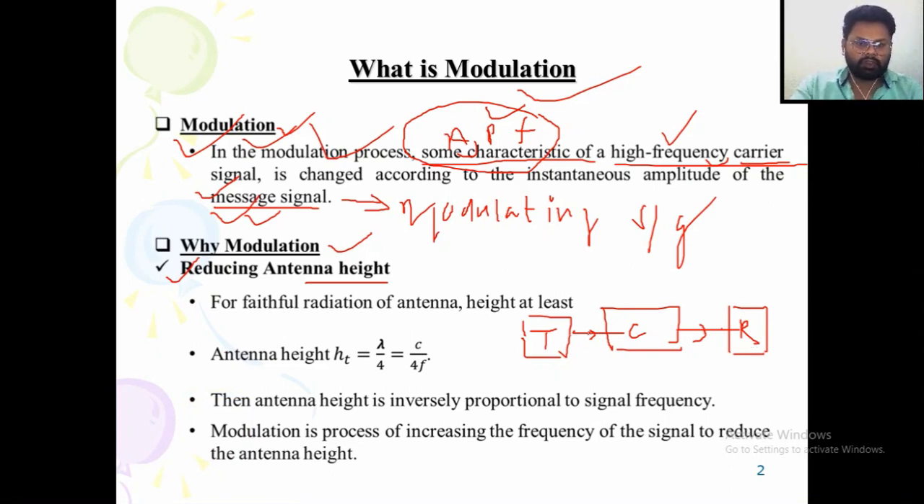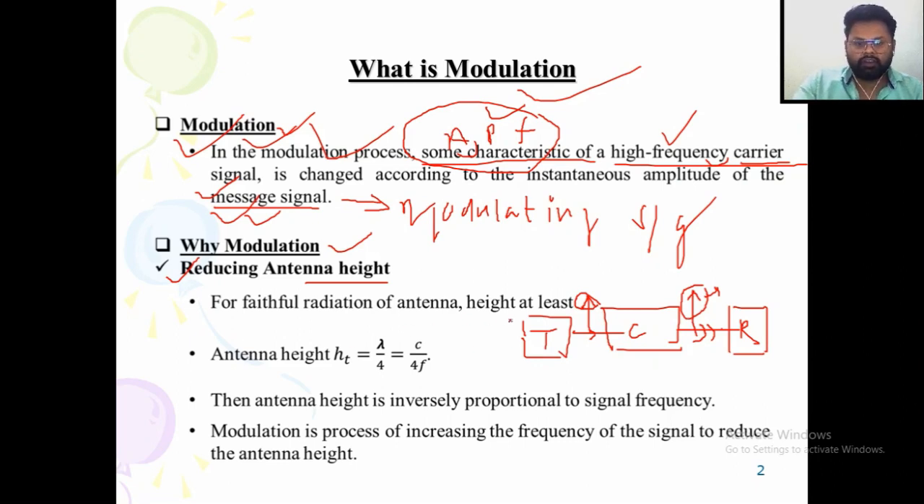Suppose here is the antenna on the transmitter side. The transmitting signal is radiated by this antenna, called the transmitting antenna. After that, the signal passes through the channel, and at the receiver side, the signal is converted into electrical signals. This antenna is called the receiving antenna.